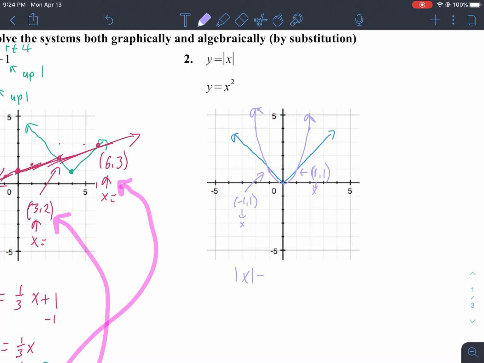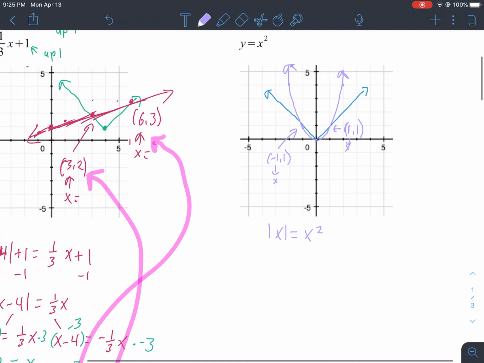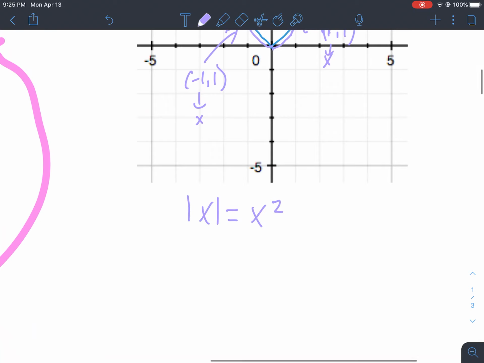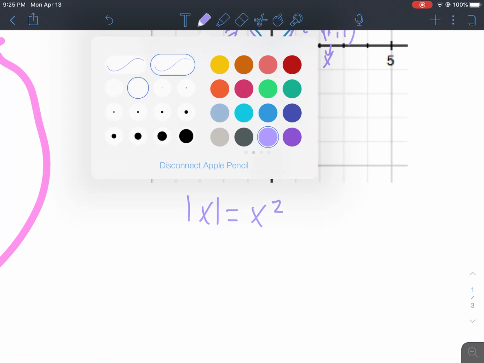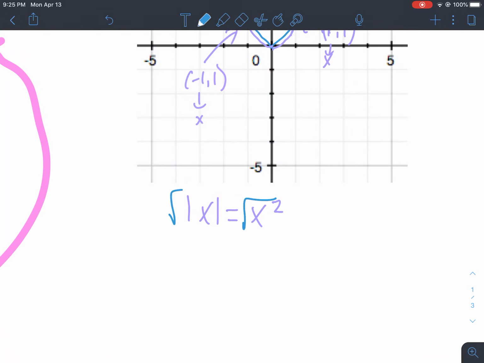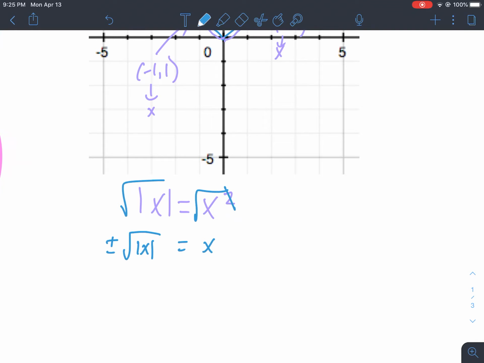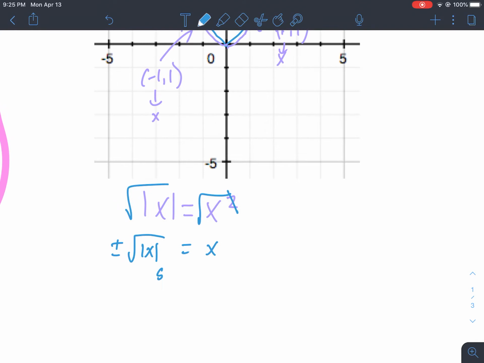Okay, so I get the absolute value of x equals x squared. When I have an x squared problem, I'll square root both sides to solve it. So then the square root and the square cancel. So I get x equals plus or minus the square root of the absolute value of x. Ooh, I think I'm stuck, because I can't take the square root of the absolute value. I don't think that worked.